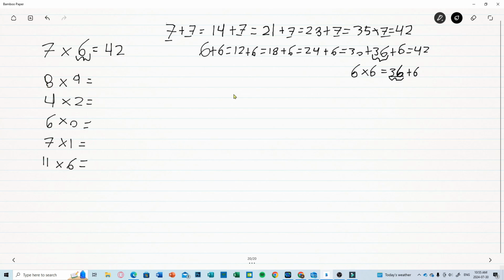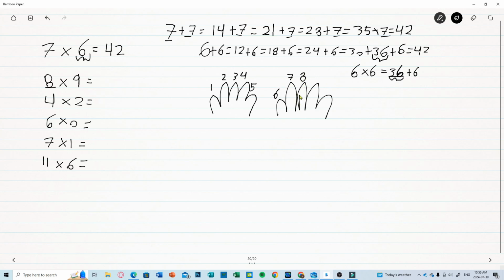Now 8 times 9, we're going to draw out our 5 fingers for both hands, and we'll go 1, 2, 3, 4, 5. We're going to count to 8 because we're multiplying by 9, so we know we just have to count to whatever the second number is, which is 8. So we have 1, 2, 3, 4, 5, 6, 7, and 8.